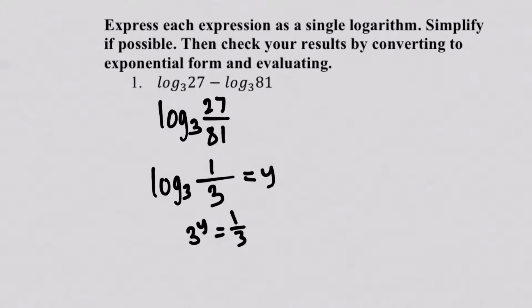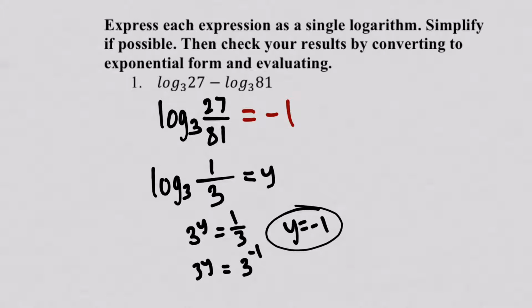Okay, and then again, recall 1/3 is basically 3 to the negative 1 power, correct? Because that's the reciprocal of 3. So 3 to the y equals 3 to the negative 1. What does that tell you about y? y is equal to negative 1. So this whole thing right here is basically negative 1.